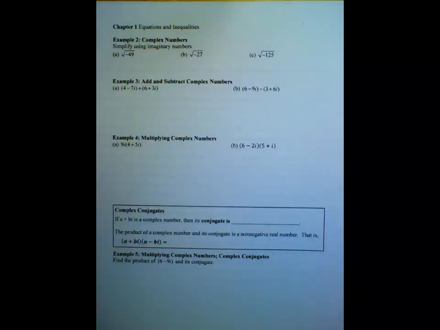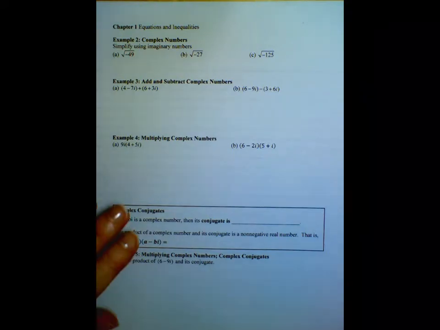Continuing with section 1.3 on complex numbers, we want to look at example 2, where we simplify using imaginary numbers. Part A says to simplify the square root of negative 49. Previously we said that's not a real number. That's true, it's not a real number, but it is a complex number. So how would we do that?